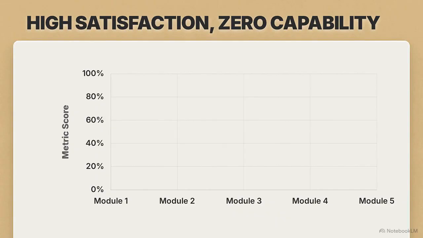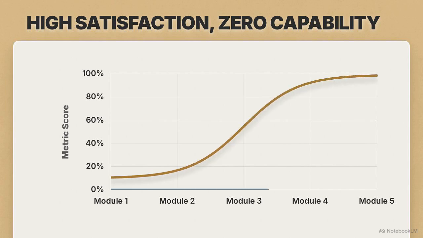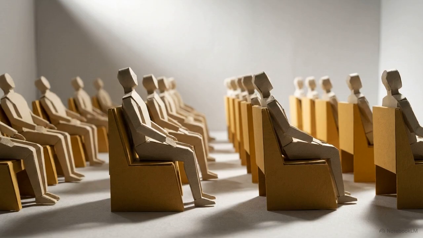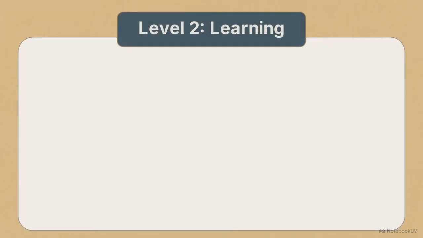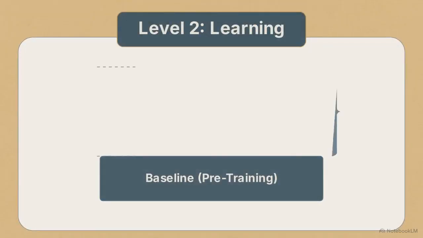This split comparison chart demonstrates the danger. High satisfaction scores show zero correlation with a participant's actual comprehension or future capability. Stopping the evaluation process at level 1 merely proves the attendees were entertained. It fails entirely to justify the organization's financial investment. To measure actual retention, the framework moves to level 2, learning.